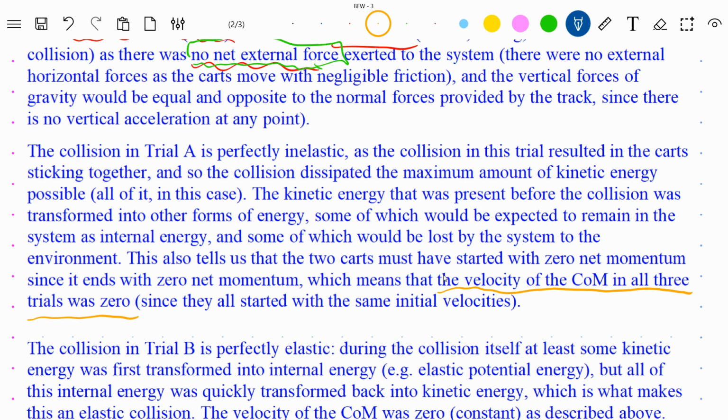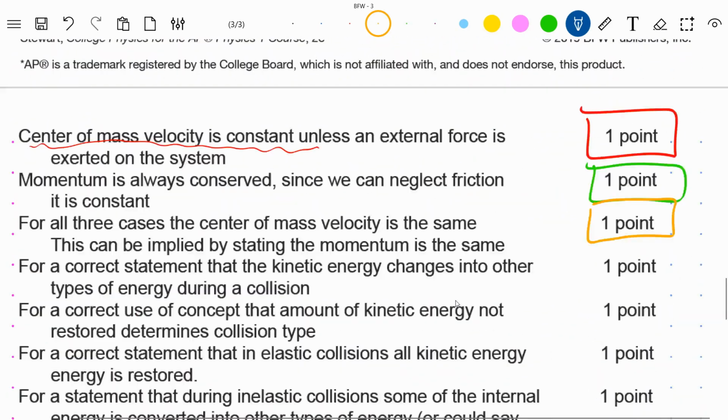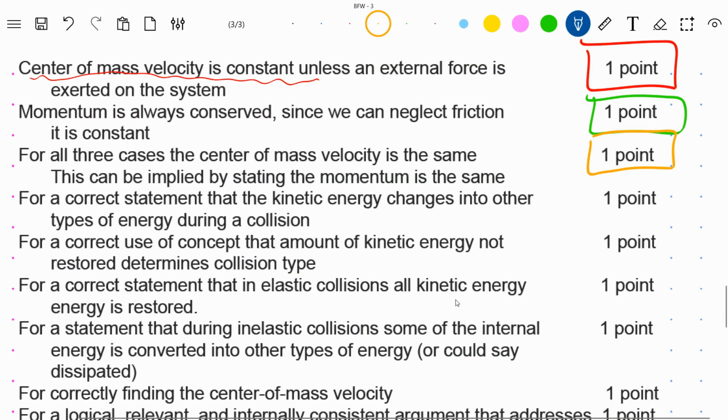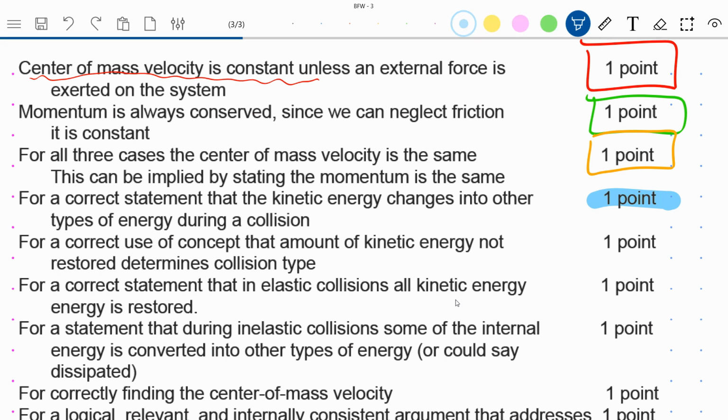So I've got that point well covered in my solution. Next point. Let's see, I'll switch to a kind of highlighter. 1 point for using a correct statement that the kinetic energy changes into other types of energy during a collision. This happens more than once, but I think if it occurred anywhere in our answer, it would qualify for that point.